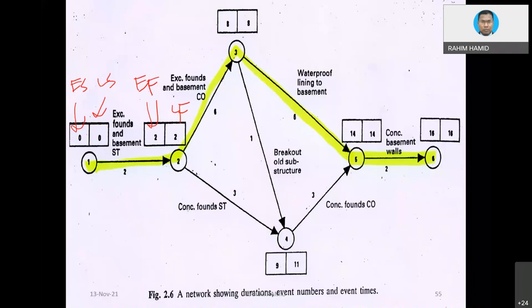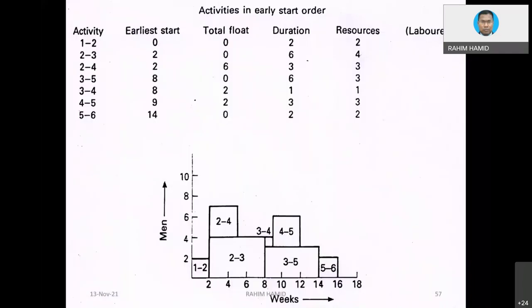First things first, okay? We come up with a tabulation of early start, using the same concept that we learned before. This is a 3-in-1 diagram that consists of time, the number of people, and the activity naming. We start with 0 here, and then activity 1-2 has a duration of 2 days and requires 2 people. So you do the drawing and you get this kind of graph, the early start resource histogram.